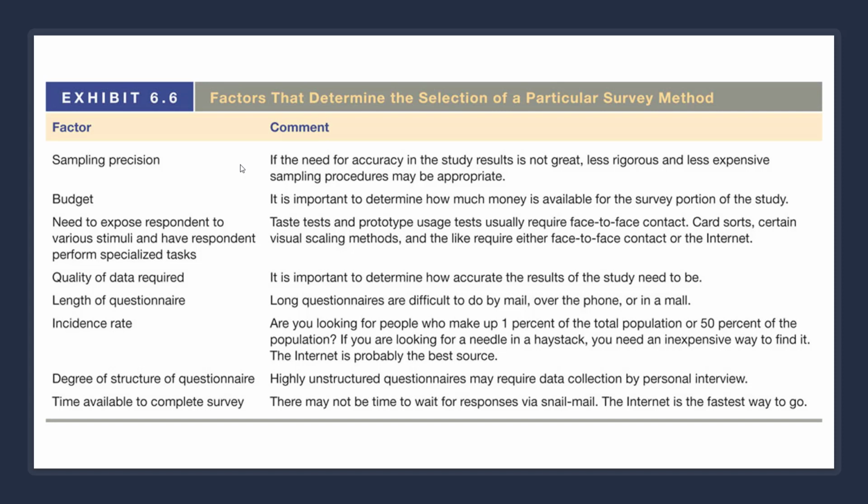Second, the factor obviously is the budget, which is actually related to sampling precision as well. How much money is available for you to do the sample survey? And the third factor to talk about is that taste tests and prototype usage tend to require face-to-face interaction. Those are situations where you need to expose respondents to various stimuli and have respondents perform specialized tasks. Sometimes we have people do photo sorting or do something. So you need to have face-to-face interaction, without which you cannot really do it.